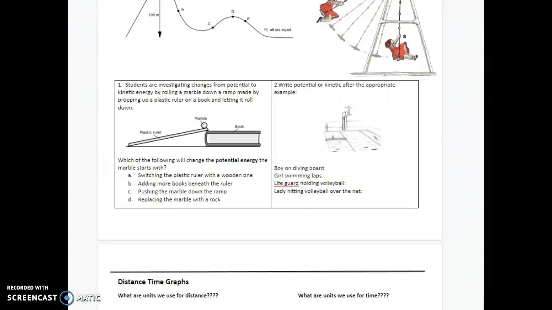Again, guys, we're modeling how to dump on questions. It's very important. You need to get in the habit of doing that. It's going to help you be more successful.